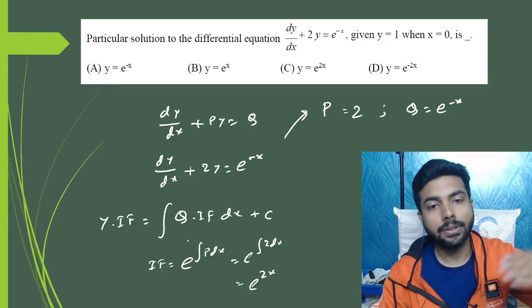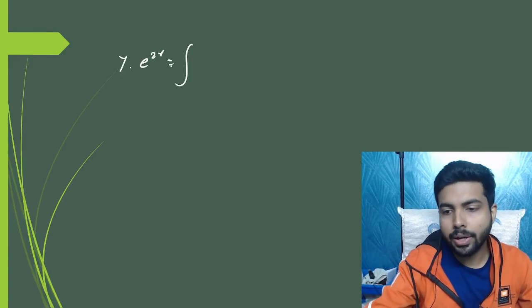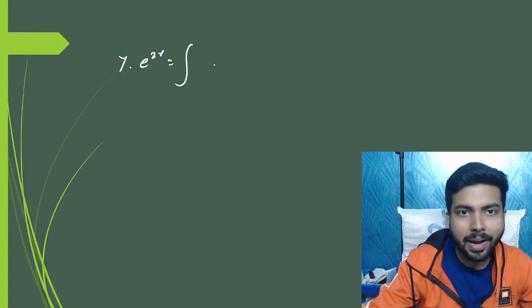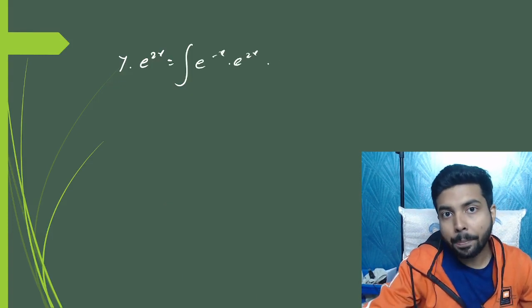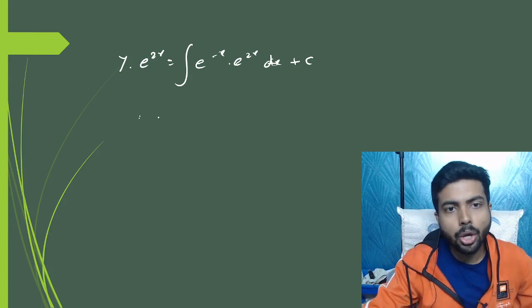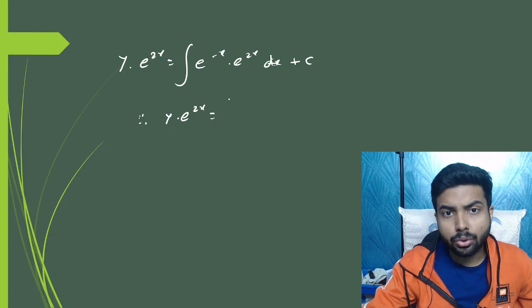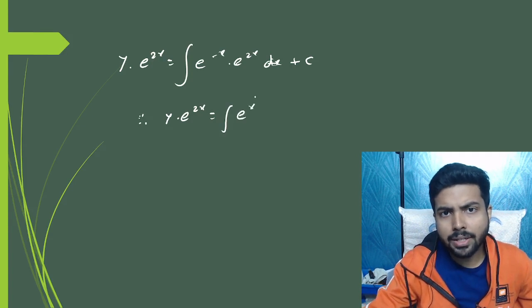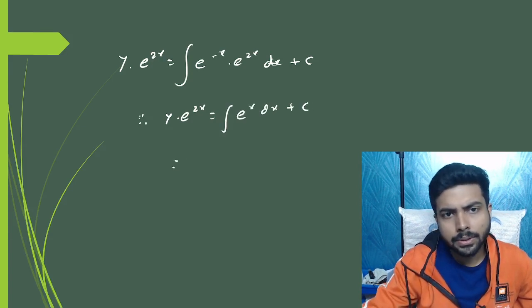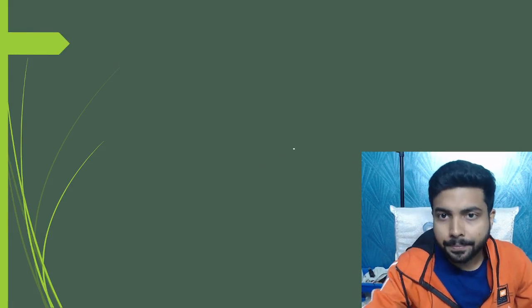Very good. Now let's talk about what is the complete solution. That is y into e to the power 2x is equal to integration e to the power minus x, e to the power 2x dx plus c. कोई confusion है तो please do let me know in the comments. अच्छा, तो इधर क्या हो रहा है? e to the power minus x times 2x, मतलब ये हो गया e to the power x plus c.